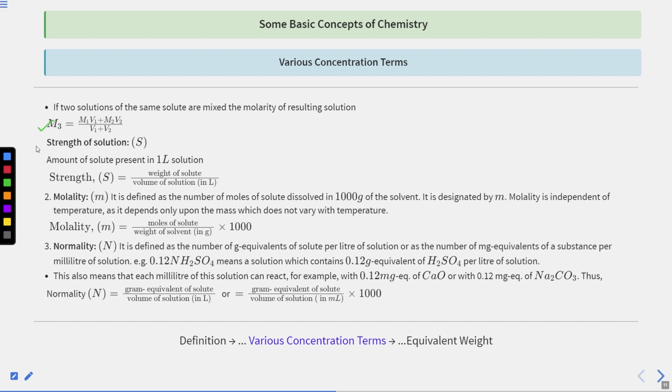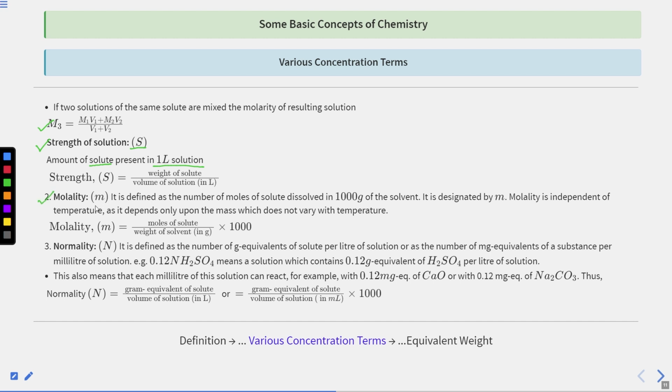Okay. Strength of solution is denoted by capital S. It is the amount of solute present in 1 liter of solution. So the amount of solute present per liter of solution will be the strength of the solution. The formula is weight of solute upon volume of solution in liter.